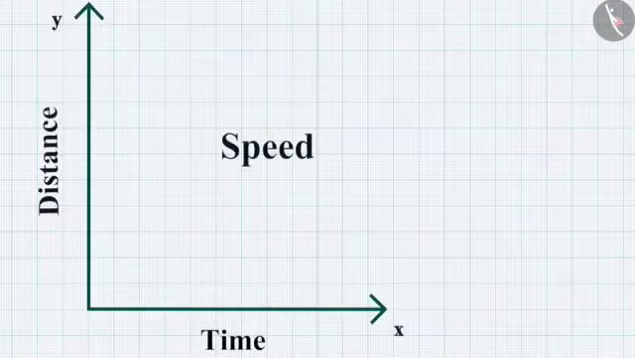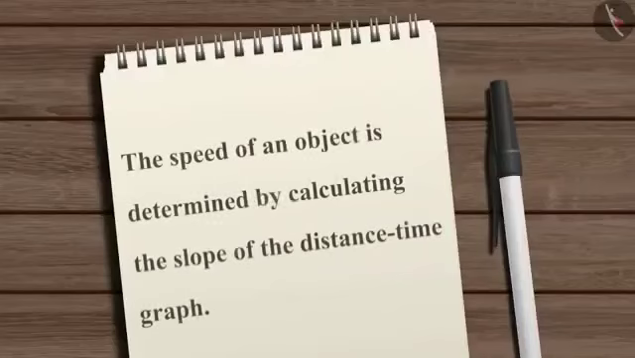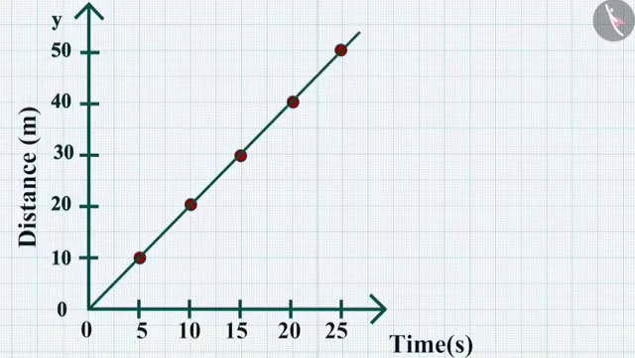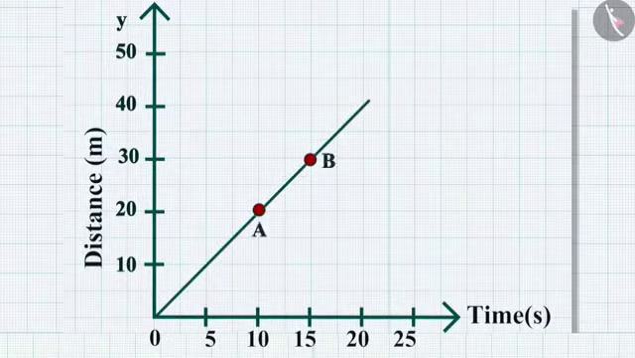We can also determine the speed of an object from the distance-time graph. The speed of an object is determined by calculating the slope of the distance-time graph. Let's calculate the speed of an object in the previous distance-time graph. Choose 2 points A and B on the graph. Draw a line parallel to the x-axis from point A and another line parallel to the y-axis from point B.